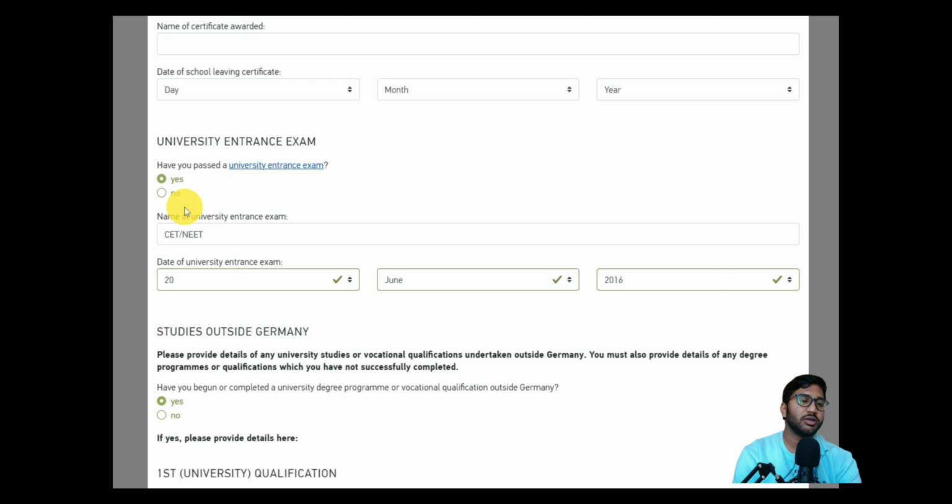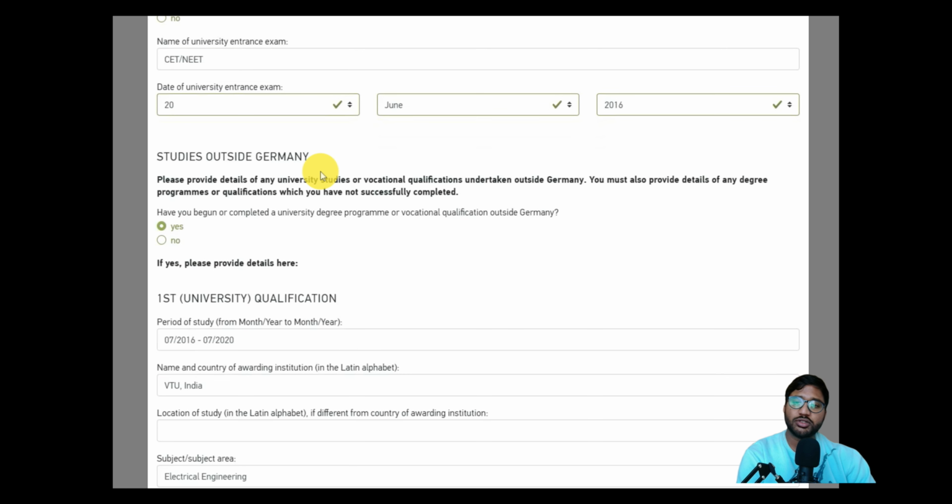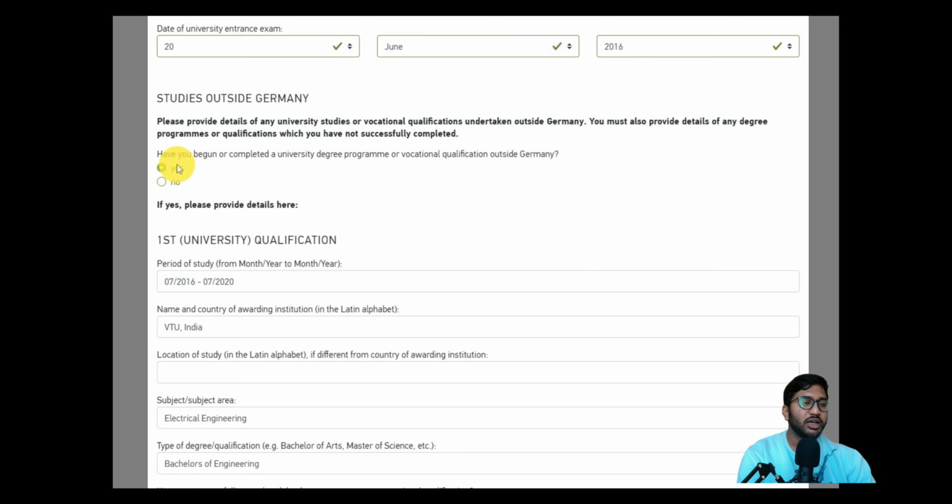There are some cases of other countries, where people don't have a university entrance exam. Then they can click on no and they don't need to give anything. But usually Indians would have given some university entrance exam. Please fill that in, and then fill in the date of the university entrance exam, when you have taken it or when you got the result. Both are fine. Studied outside Germany? Yes, we have studied outside Germany.